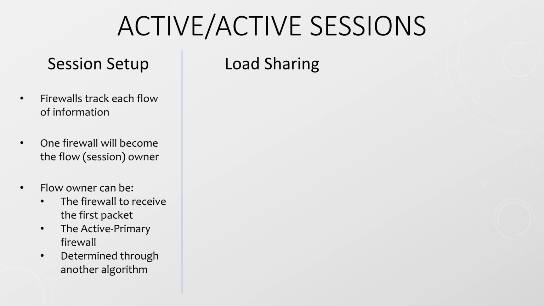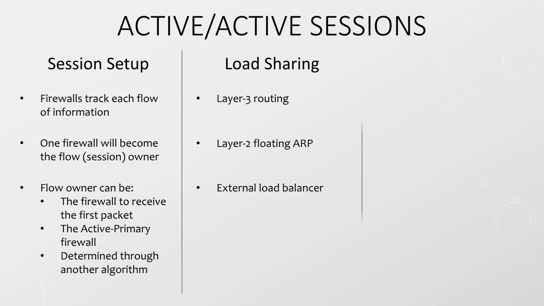But if we do that, how can we split the traffic somewhat evenly across the firewalls? That is, how do we prevent all traffic arriving at a single firewall and that firewall becoming the owner of all traffic? There are a few ways this can be done. One option is to use layer 3 routing, where the upstream routers decide which firewall a packet should be delivered to. Or maybe a layer 2 floating IP address with ARP load sharing would be better. This is a bit like VRRP. A third option might be to use an external hardware load balancer. The option you choose has to be the right one for your network.